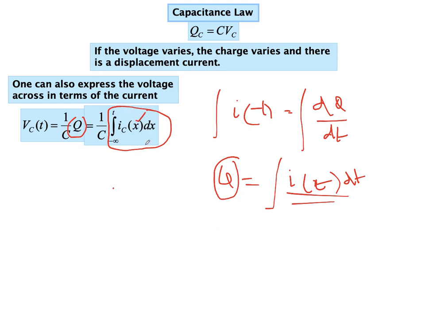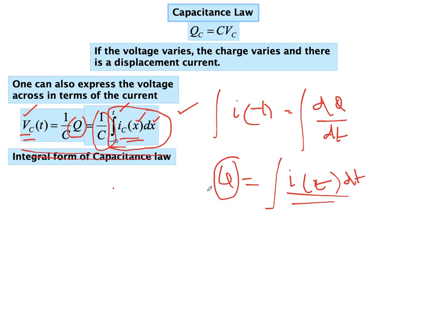So here we have considered the dummy variable x. So the current is integrated from minus infinity to t, i of x dx, and then you divide it by C. You will get the expression of voltage in the form of current. So this form of capacitance law is the integral form of the capacitance law, because here we can see the integral representation. So this is the integral form of capacitance law.